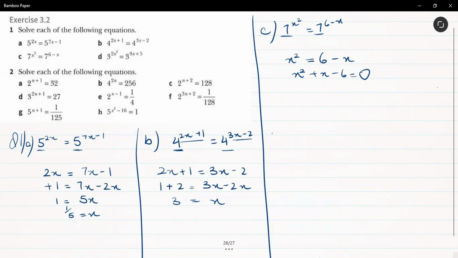And again, this is a quadratic equation. To make life easier, you take the LCM. 2 3s are 6 and 3 1s are 3. You have 2 and 3. So x squared plus 3x minus 2x minus 6 is equal to 0.